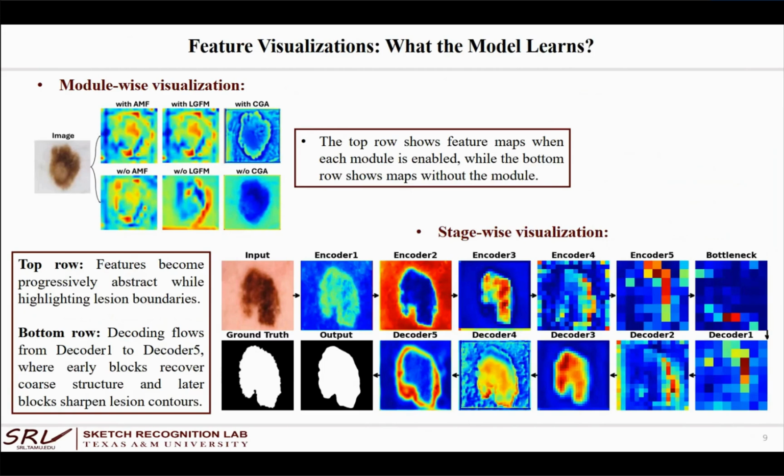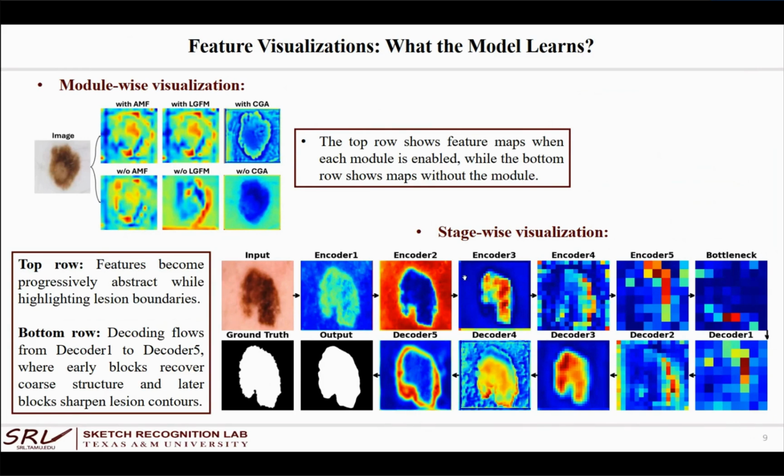The feature visualization shows how the model learned. With our modules, the feature map focuses more clearly on lesion-relevant regions. The stage-wise visualization also shows a clear progression. Early decoder layers capture local patterns, deeper layers capture more abstract structure, and overall the model gradually moves from raw image features to clean lesion prediction.